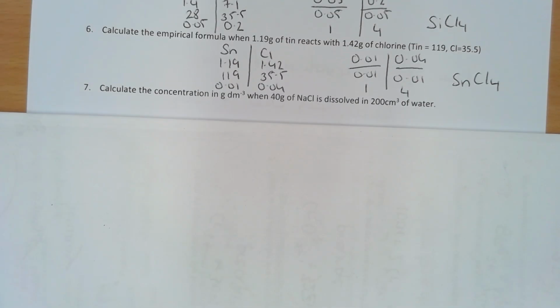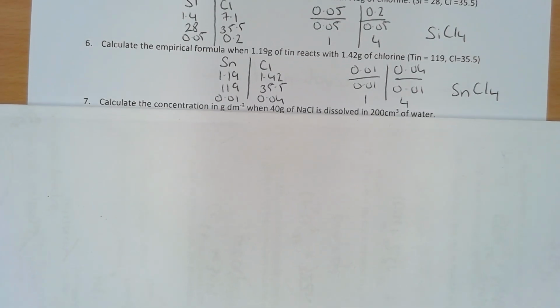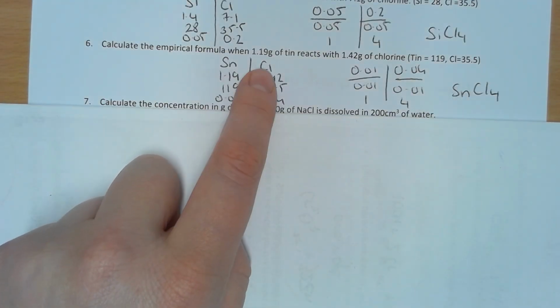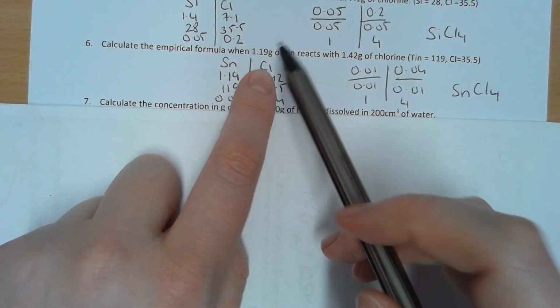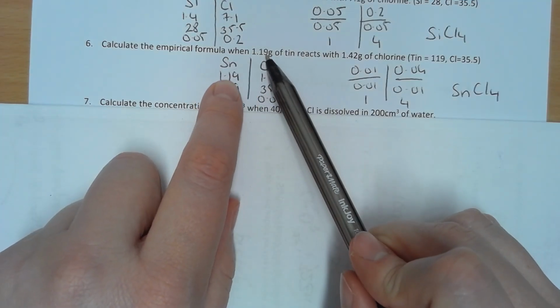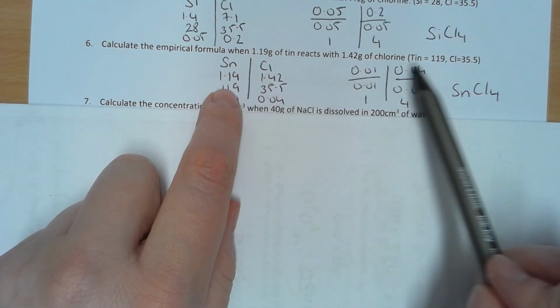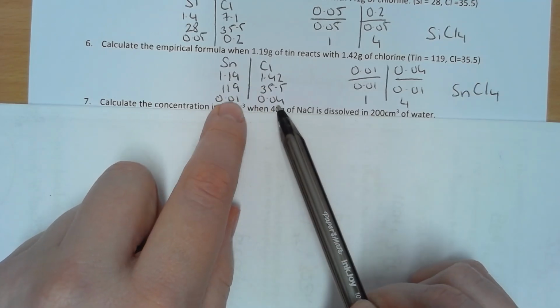The next one works out very similar. This time I've got tin, which is Sn. Sorry, I didn't give you the symbol for that, but tin is Sn, and I've got Cl, which is chlorine. Grams of tin, 1.19. Grams of chlorine, 1.42. Divide by the number in the brackets. This is what I get.